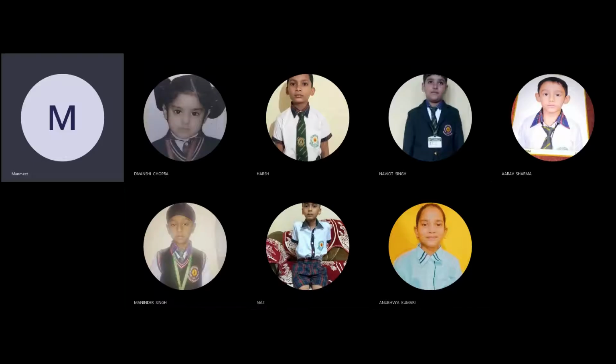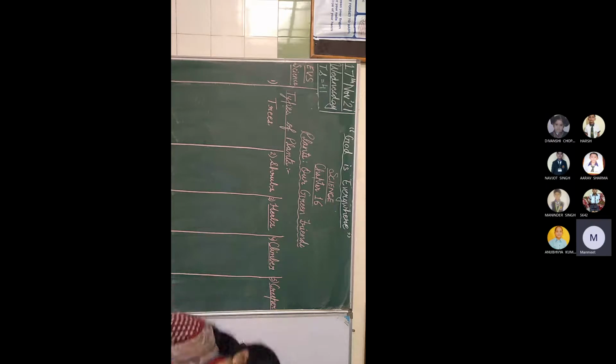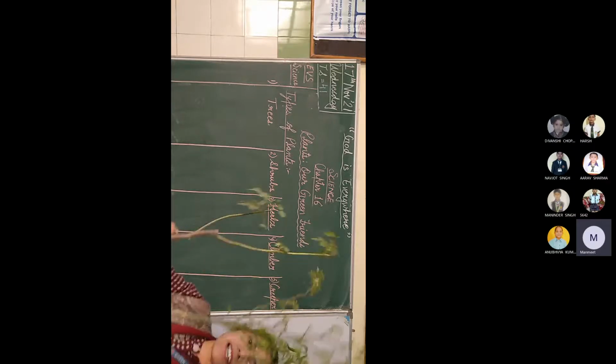Was in science. Plants are green, friends. I told you yesterday that plants are green in color. Actually, they are just called green plants. Green friends. You can see the example here.